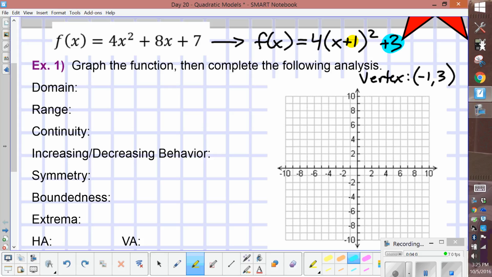So I'll go -1, up 3, and I'll go ahead and make a dot for my vertex. And I know my parabola is going to open upward. And we're going to go ahead and use a calculator here and make sure I have some nice clean points, because it does have a vertical stretch by 4, so it's going to be a real skinny graph.